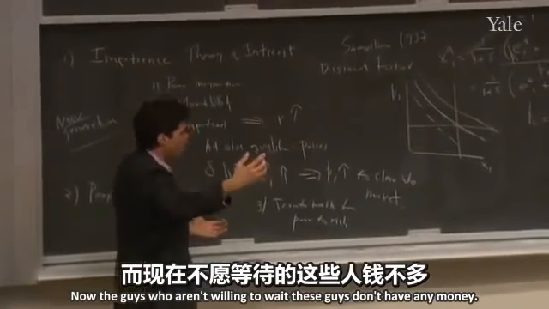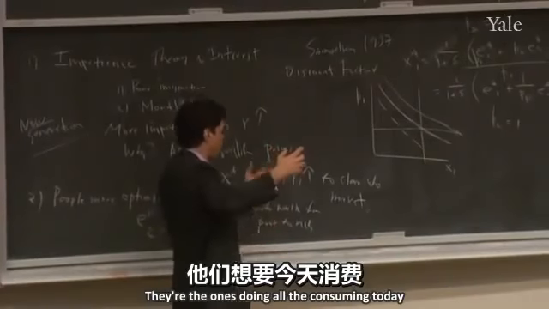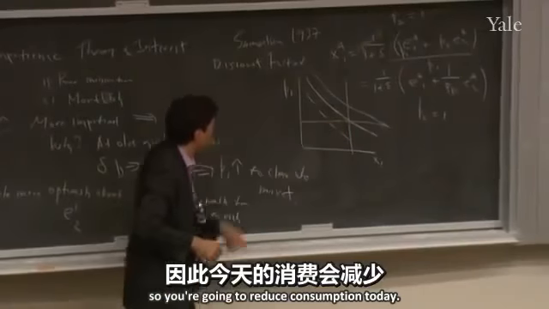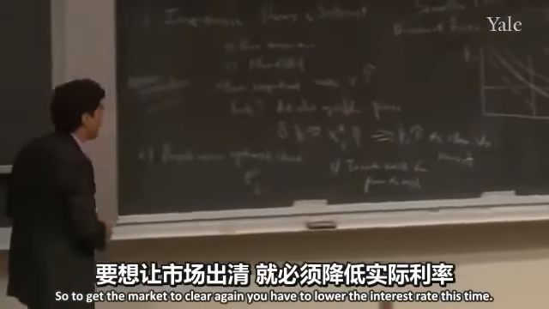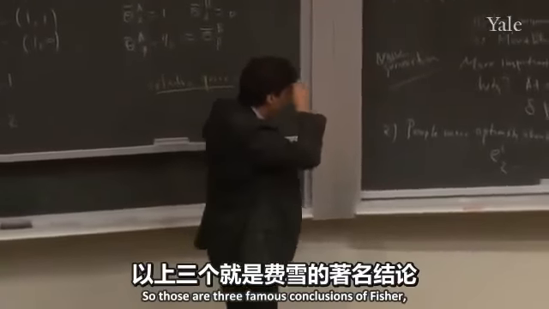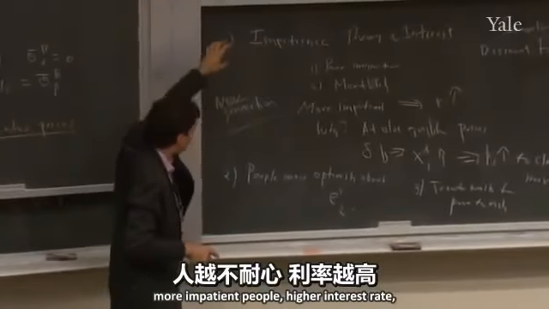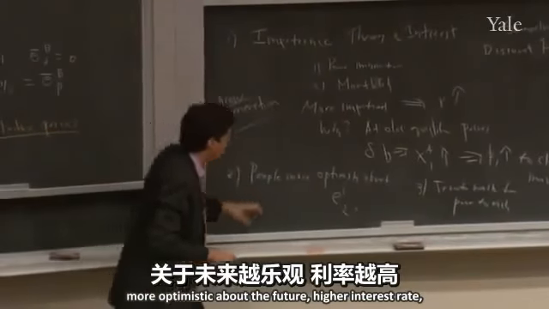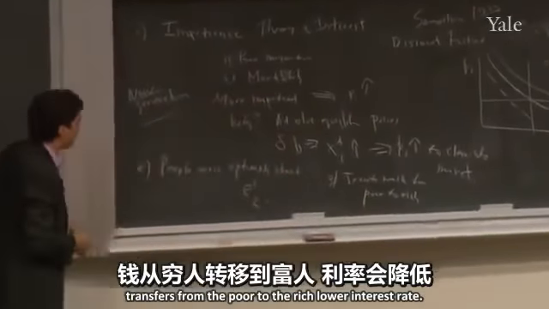Now the guys who are willing to wait, these guys don't have any money. They're the ones doing all the consuming today, and now can't afford to do much consuming. So you're going to reduce consumption today. So to get the market to clear again, you have to lower the interest rate this time. Okay, so those are three famous conclusions of Fisher. More impatient people, higher interest rate. More optimistic about the future, higher interest rate. Transfers from the poor to the rich, lower interest rate.